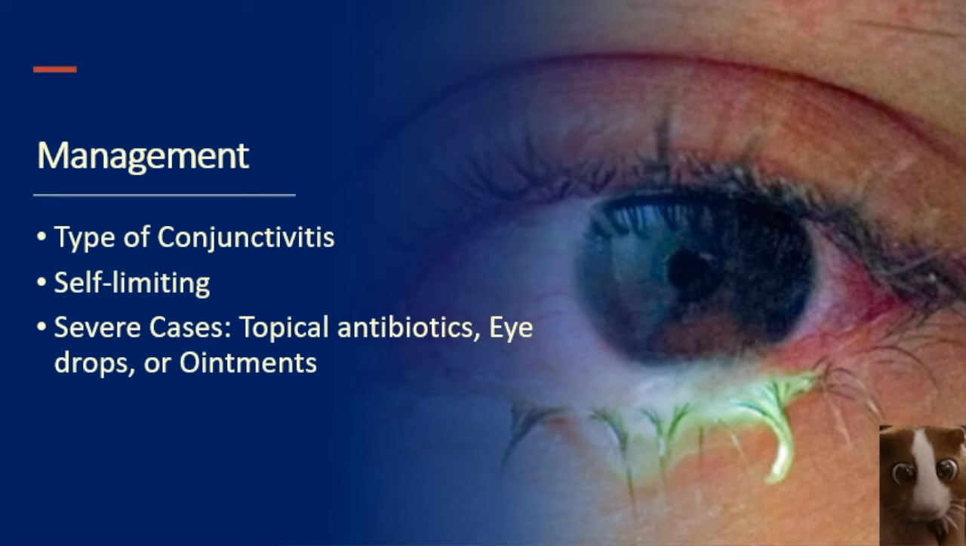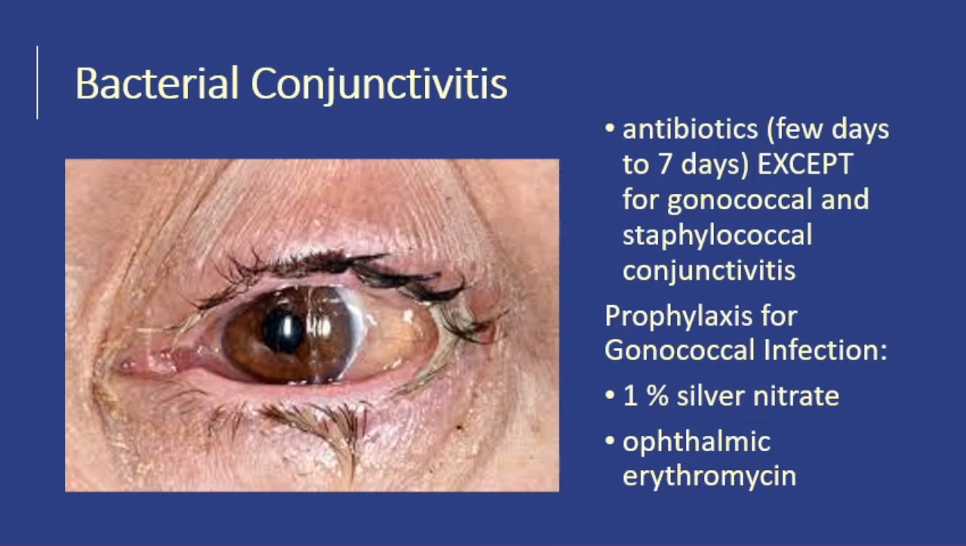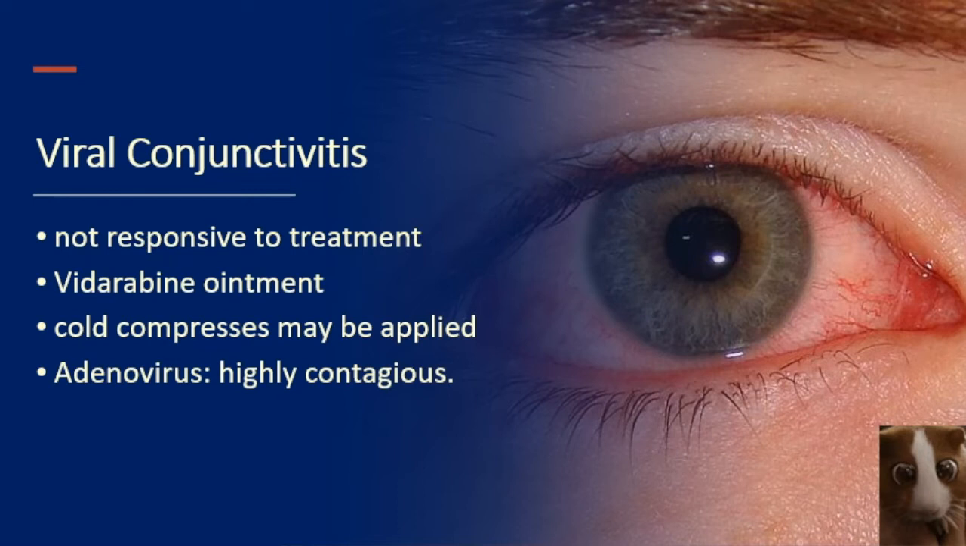Okay? So when I talk about topical antibiotics, let's look at bacterial conjunctivitis. In your bacterial conjunctivitis, we are using antibiotics for up to 7 days, except for gonococcal and staph conjunctivitis, wherein the antibiotic may need to be used up to 10 days. So what are the common antibiotics that we use? You might have heard of your terramycin eye drops. Then for your gonococcal infection, you would use your 1% silver nitrate, and then you have your ophthalmic erythromycin.